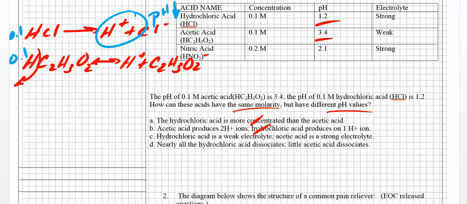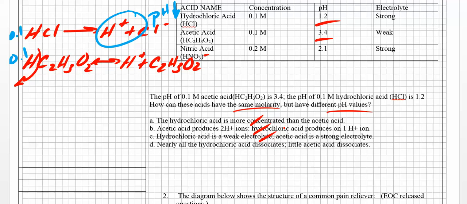The next is, hydrochloric acid is a weak electrolyte. I'm going to stop right there. Hydrochloric acid is not a weak electrolyte. It's a strong electrolyte. It says that on the table. Don't worry about that one. It can't be right. So let's take a look at the last one and hope this is the right one.